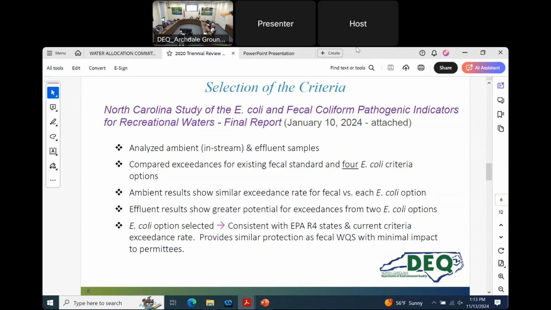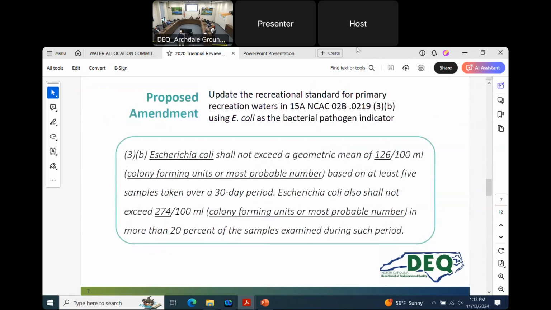So basically, E. coli option number 2 was selected. It's proposed to move forward with. And this is consistent with other EPA Region 4 states. And it's also consistent with the current criteria exceedance rate. It also provides similar protection as fecal coliform water quality standards and would have a minimal impact to permittees.